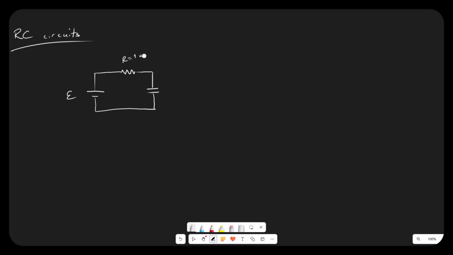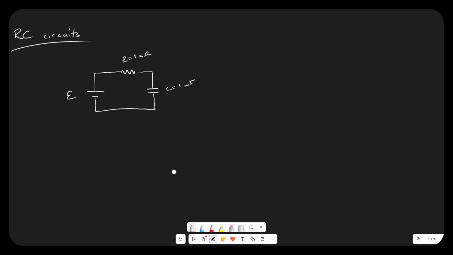This is a video now on RC circuits. So an RC circuit is one that has a resistor and a capacitor in it. Let's say I have a battery like this, and I hook to that a resistor and a capacitor. We'll give this resistor, that could be a kilo ohm, and our capacitor can be 1 millifarad.